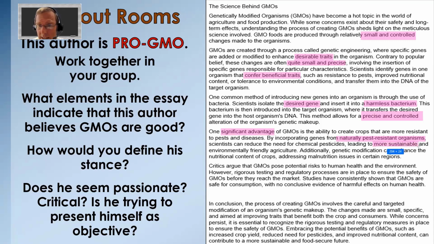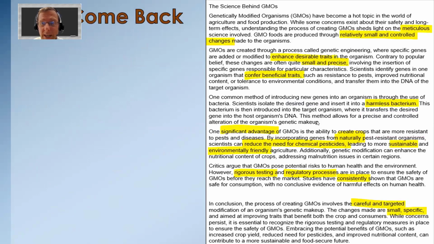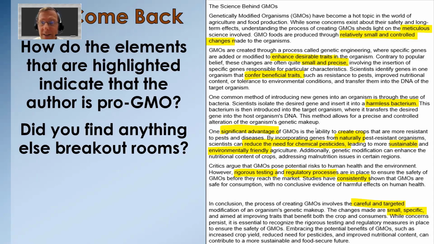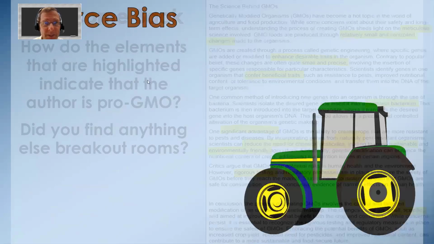And then we see words like sustainable, environmentally friendly. Okay, so a lot of positive language here from this author that shows that he or she is pro GMO. I wouldn't say the author is very passionate or critical. I think he's trying to present himself as being objective, but he clearly has bias in favor of GMOs. Okay, so there are some of those words that help us understand this author's stance.